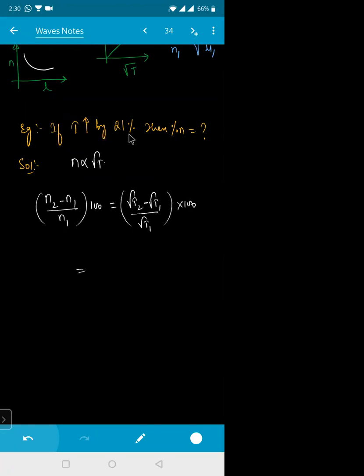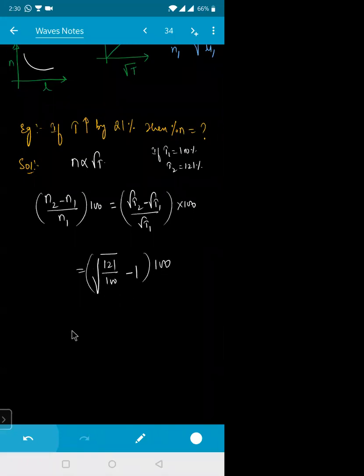So tension is increased by 21%. Like if T1 is equal to 100%, T2 will become for me how much, beta? 121%, na? Isn't it? That means this is equal to root of T2 by T1 minus 1, into 100. T2 value is how much for me? 121 divided by 100 minus 1 into 100.